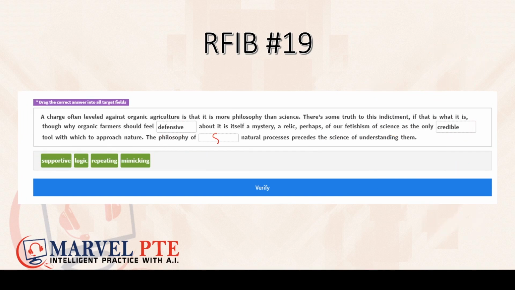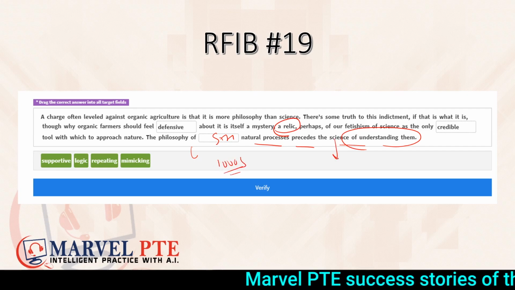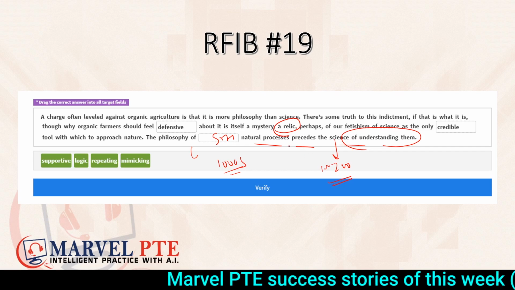The philosophy of something natural processes precedes the science of understanding them. It means the philosophy of doing something of natural processes is before the understanding of them. Obviously, you can say organic farming is a relic which is done from prehistoric times, let's say thousands of years ago, and modern science, its explanation, the understanding has just come around 200 years or 100 years ago. So that's why it's going to precede.